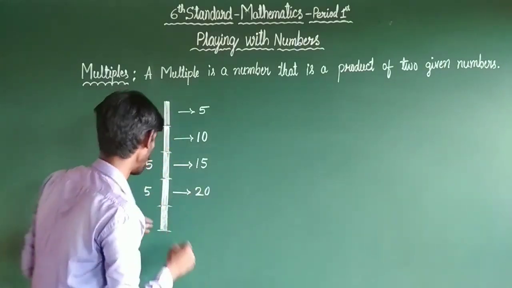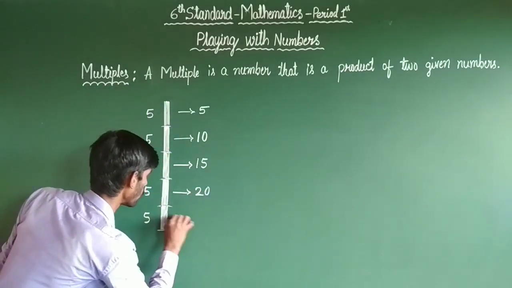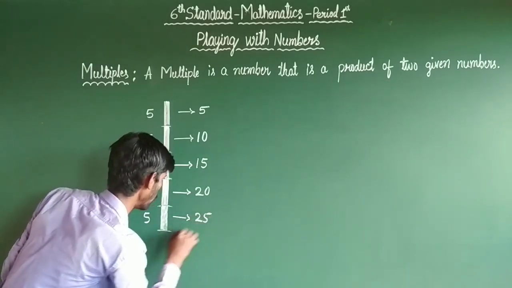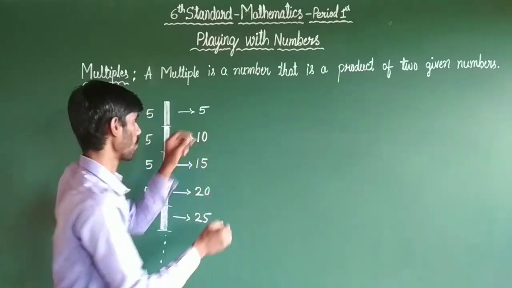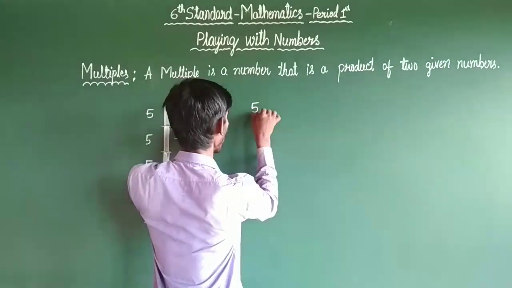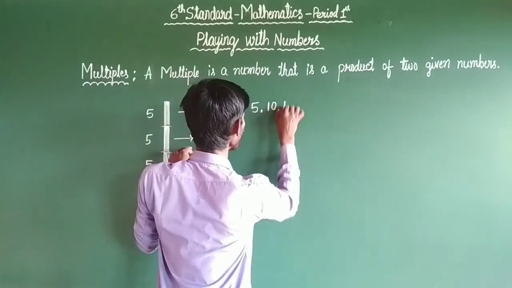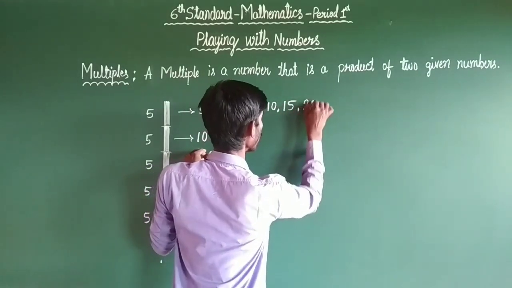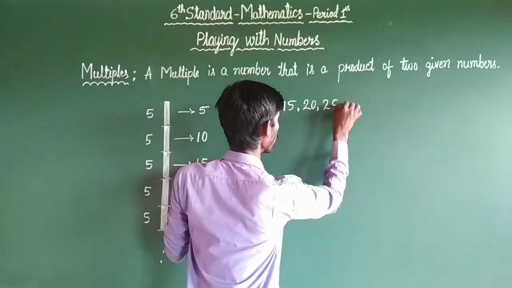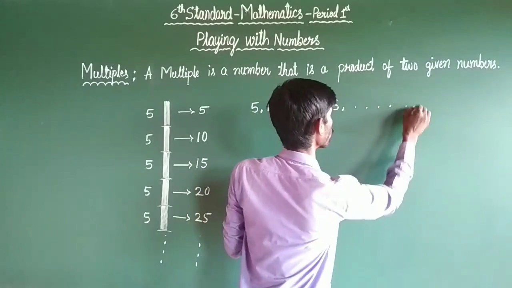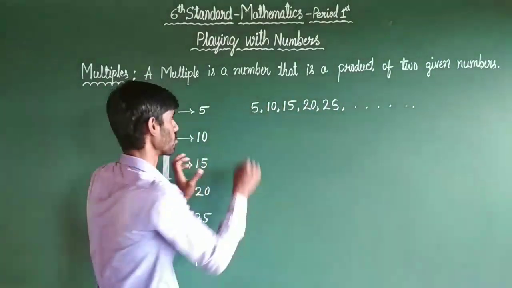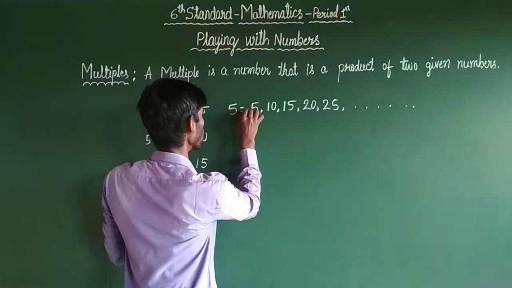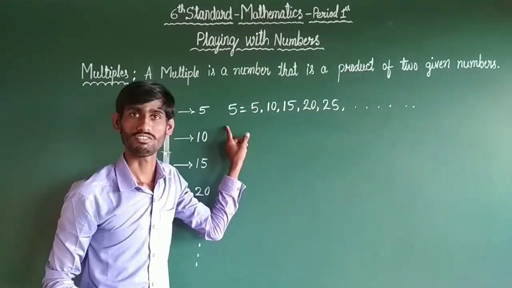Just imagine 20 centimeter. Next one is 25 centimeter. It goes on increasing. Okay. Observe here. 5, 10, 15, 20, 25, 30 and so on. These are all the multiples of a given number. Which is the given number? 5. These are all the multiples of 5.